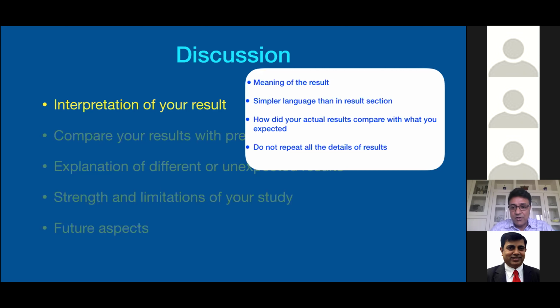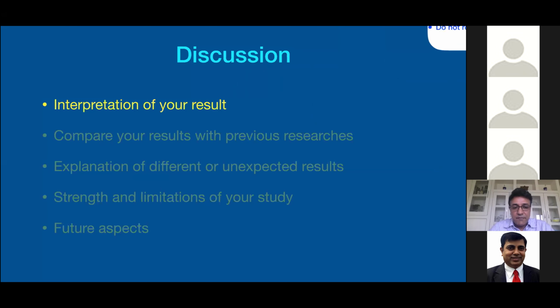And do not repeat all the details of results. As Mohan sir said, in results also, don't repeat what you have mentioned in the table or chart. Only use one form. And in the discussion, do not repeat all the results, and do not repeat all the demographic parameters, like boys this much, girls this much, this age of patient was there. Don't write these in the discussion. And after that, this is the first paragraph.